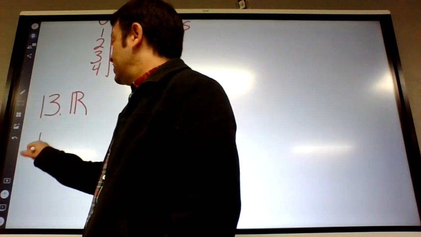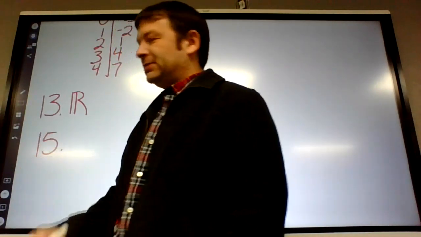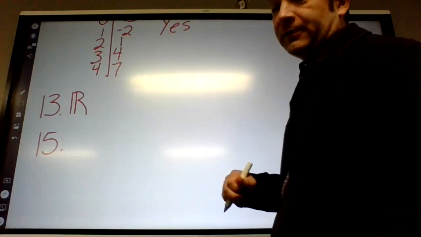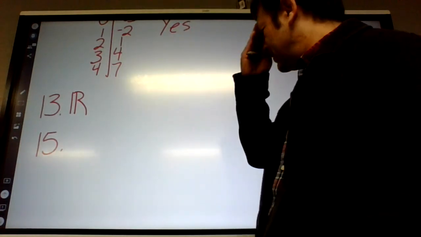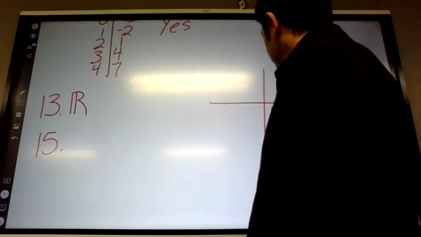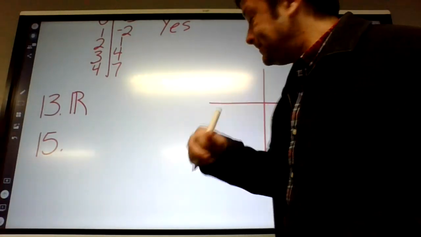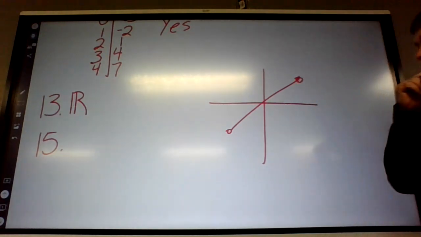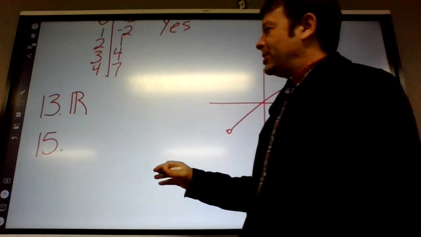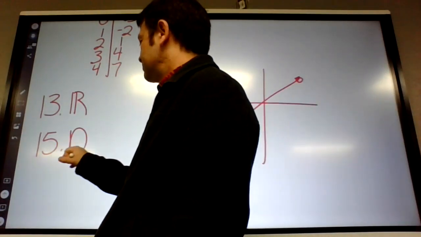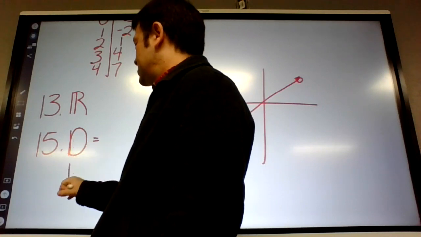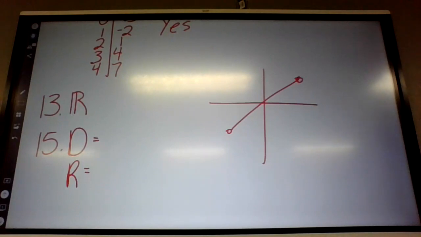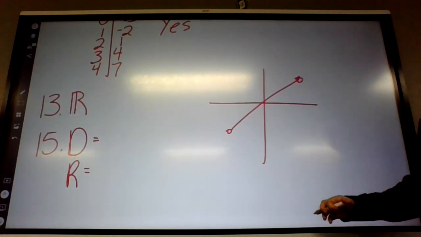Okay, 15. Domain and range of the graph. I don't know if I want to draw that. Looks something like this. Okay, domain meant what again? The starting place? It means the x values that we're using. Domain is the x values that we're using.